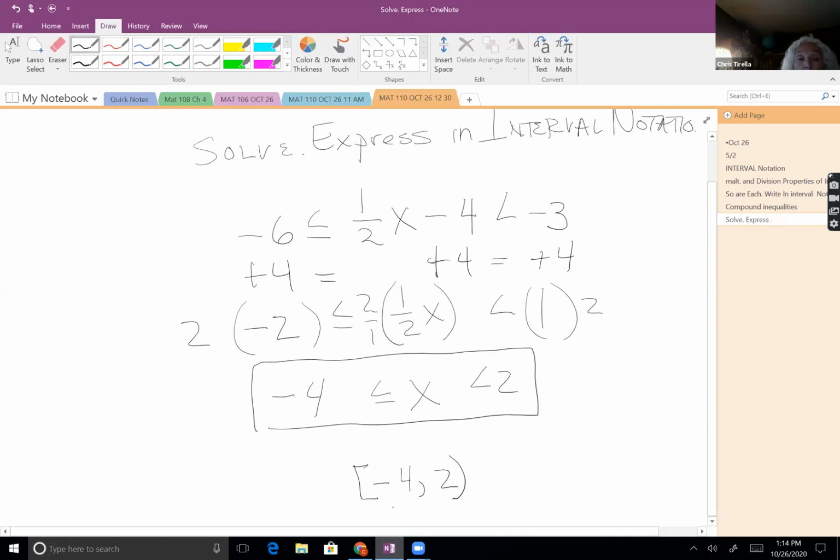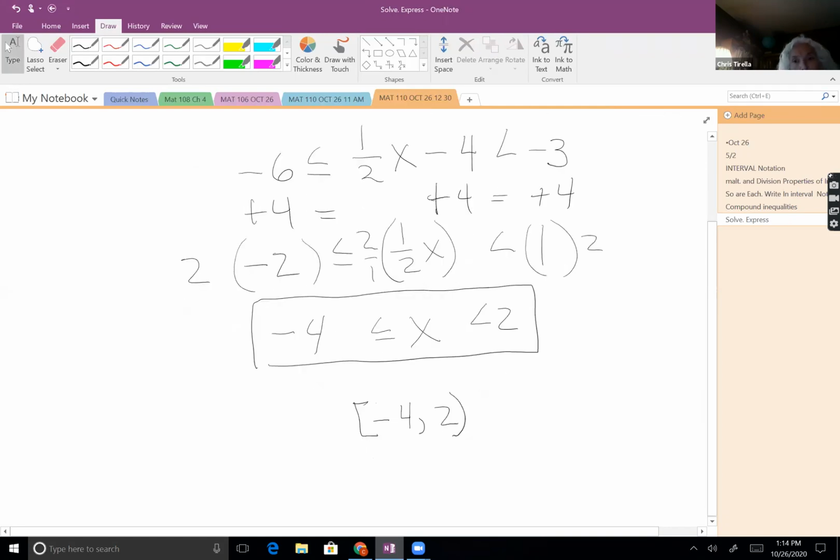Interval notation. I'm sorry, did I say -2 is less than or equal to x is less than 2? I apologize if I misspoke. -4 is the smallest value. 2 is the largest. We can equal -4, so it's closed on that side. We cannot equal 2, so the interval is open on that side.